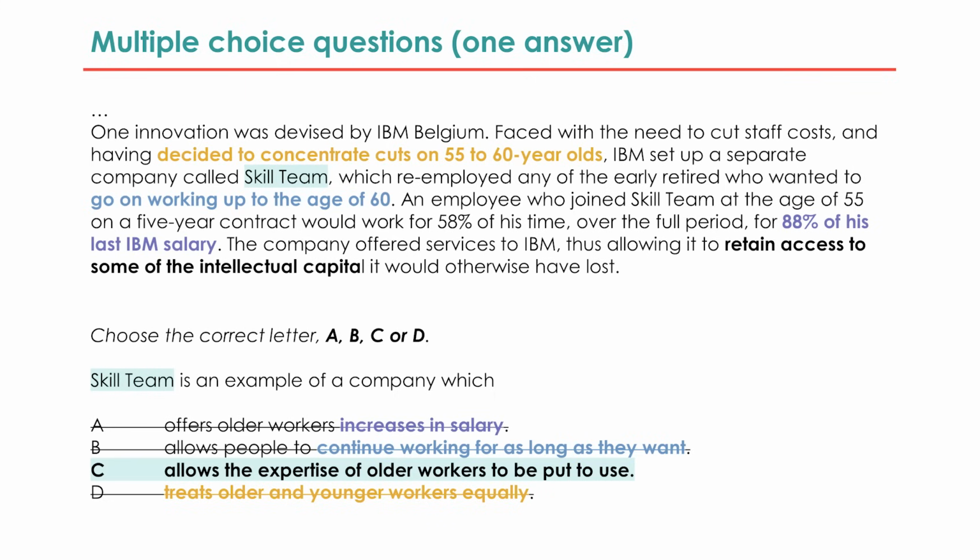And finally, the company offered services to IBM, thus allowing it to retain access to some of the intellectual capital. And the intellectual capital is the expertise of workers. So the expertise of older workers was put to use. This option is correct.